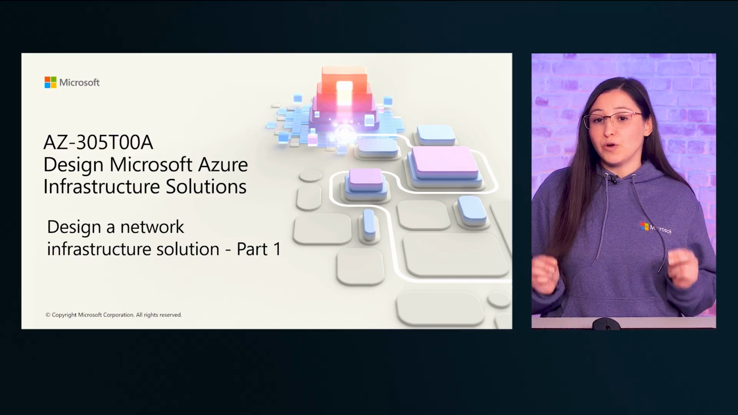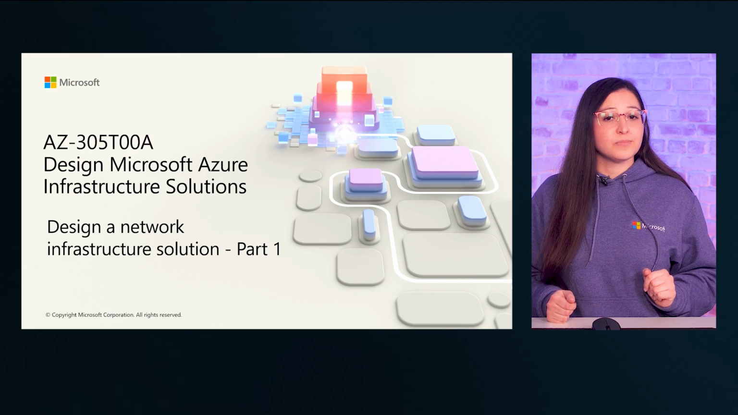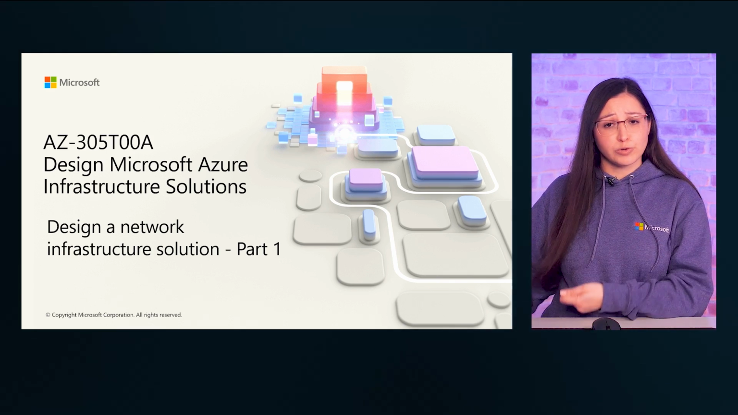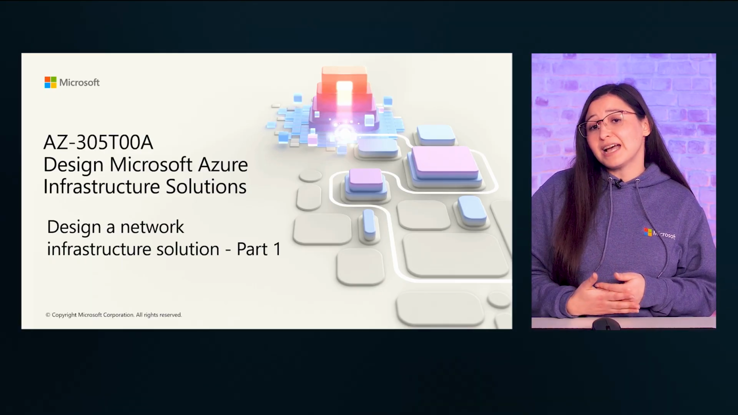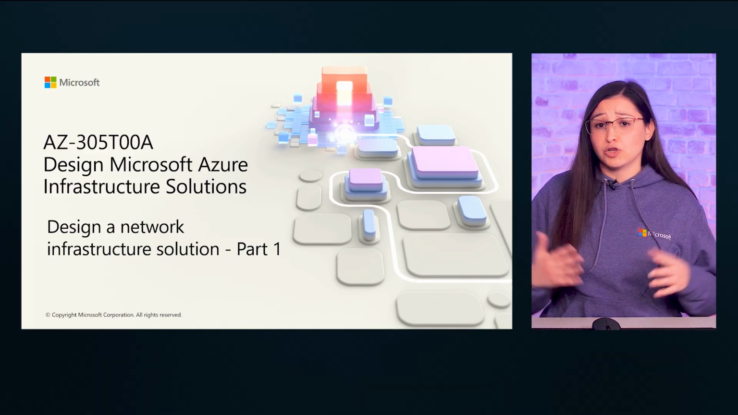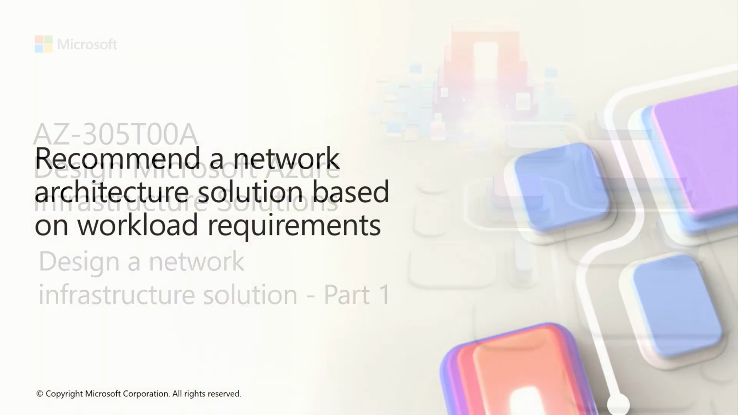In this session, we will cover Design a Network Infrastructure Solution Part 1. We will recommend a network architecture solution based on our workload requirements. We will design for Azure Network Connectivity Services, and we will design for on-premises connectivity to Azure Virtual Networks. So let's get started with the session.